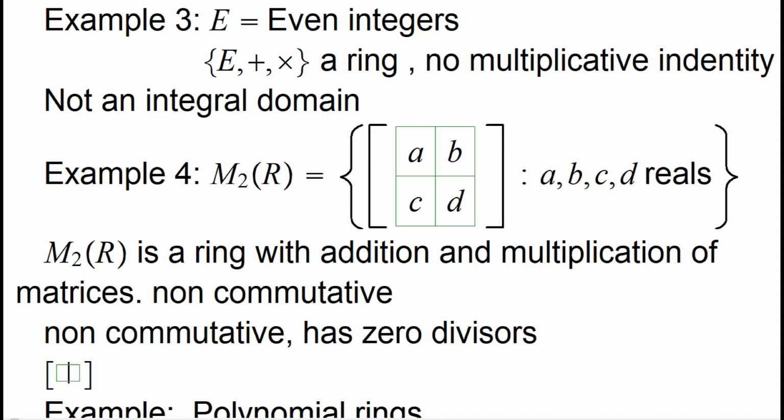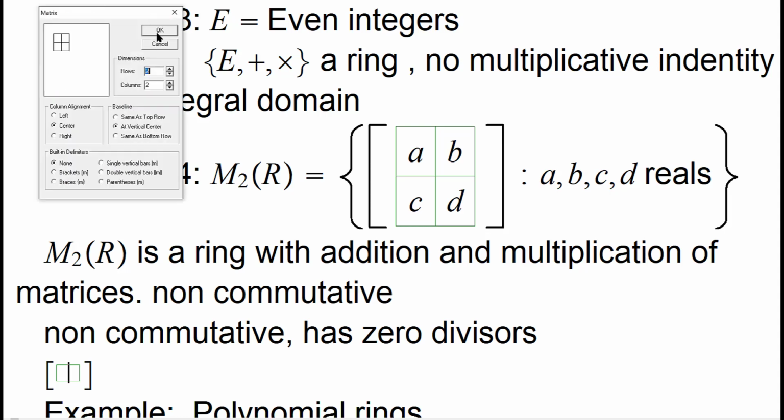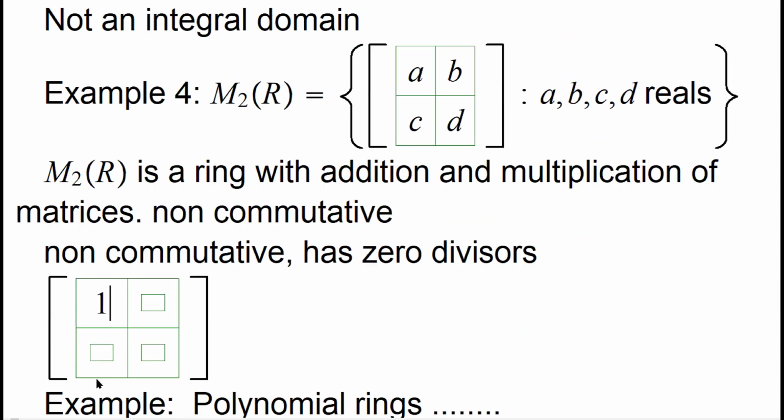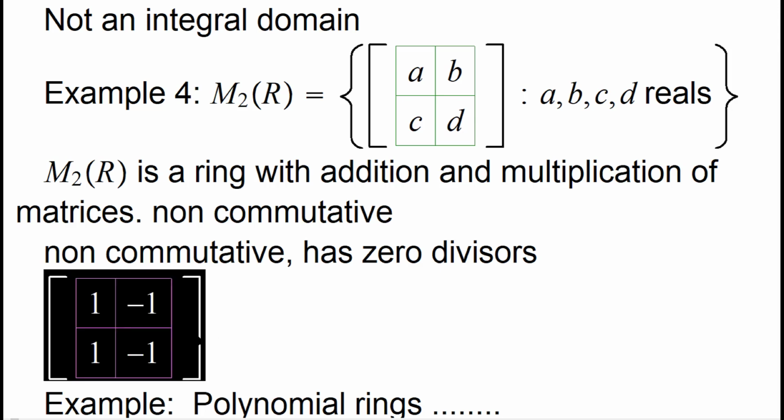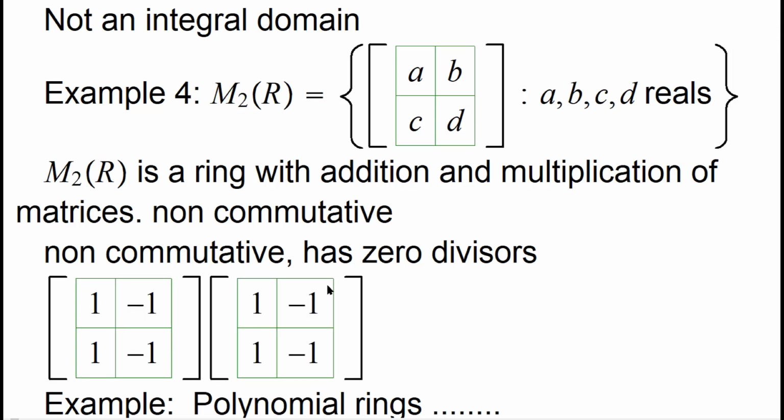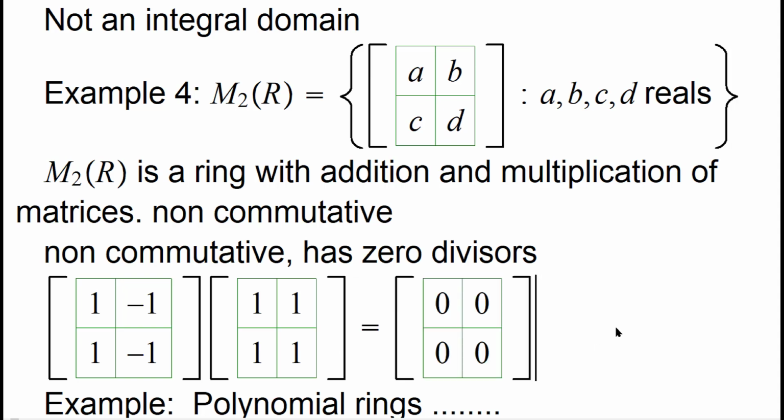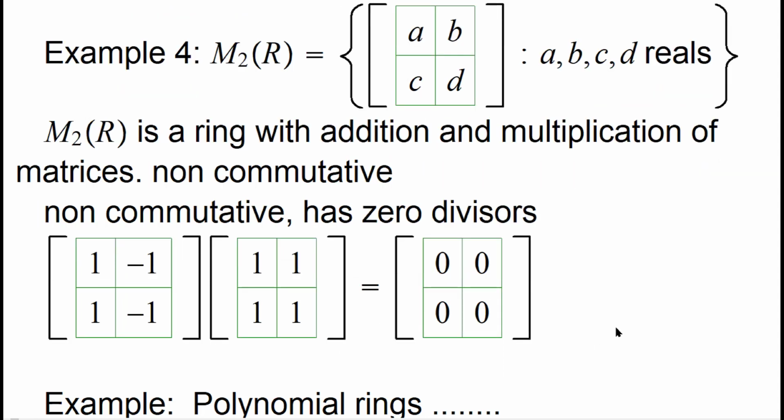So let's take a 2 by 2 matrix, with 1, -1 here, 1, -1. This is a non-zero matrix, and we know that they multiply row by column. So if I remove this negative sign, hopefully they should multiply to 0, and yes, so it has 0 divisors. So it's not an integral domain, right?